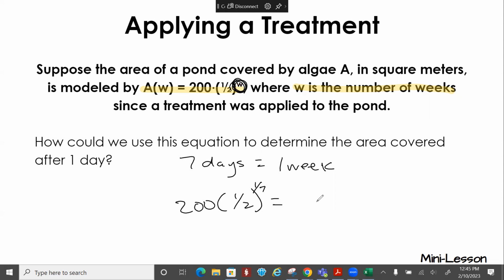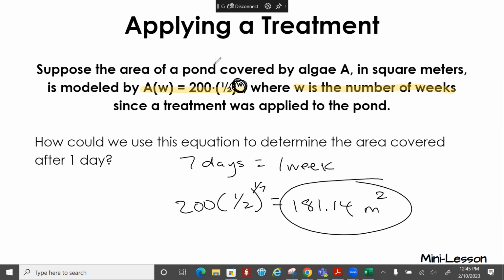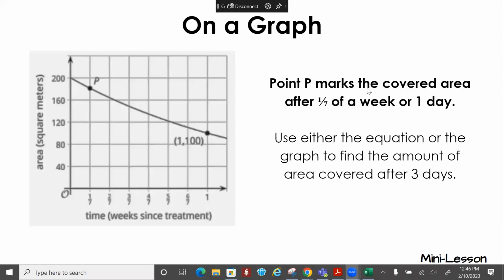Okay, now when we substitute that in, we go into Desmos and we type that in. That's going to give us 181.14 meters square. Okay. The point P marks the covered area after 1/7 of a week or 1 day. Okay, so looking at this, we saw in the last one, okay, it was about 188, right?